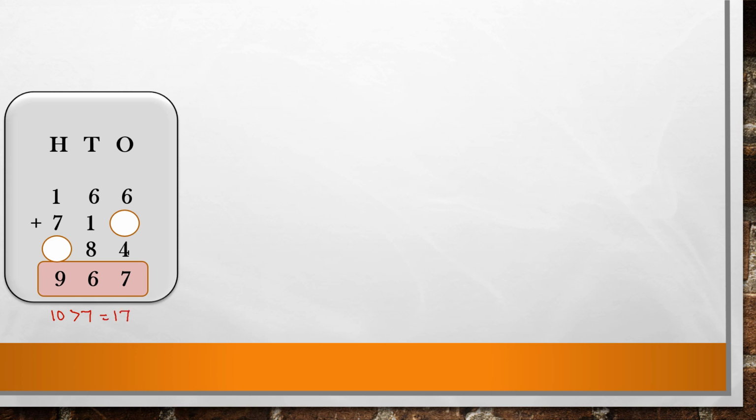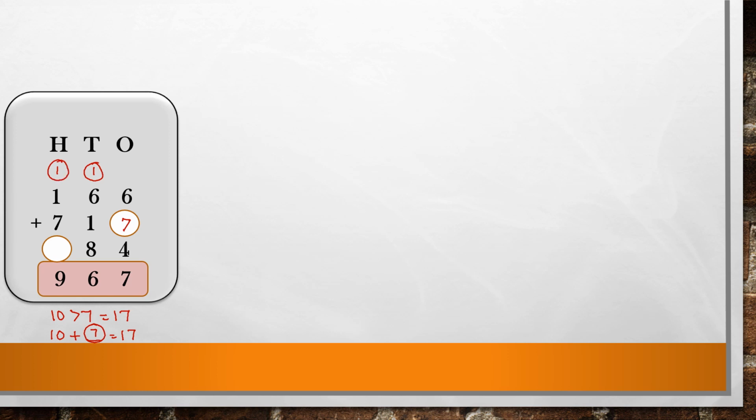So what do you need to do? Carry 1. And 10 plus how much is 17? 10 plus 7 is 17. So write 7 in the circle. Let's check the tens place. 6 plus 1, 7. 7 plus 1, 8. 8 plus 8, 16. Carry 1.